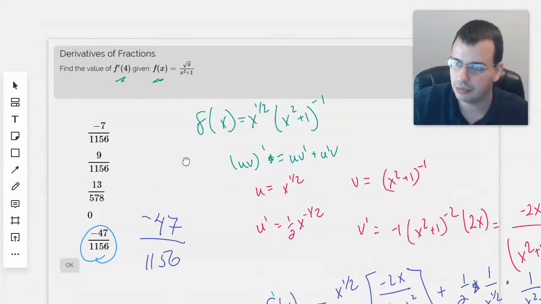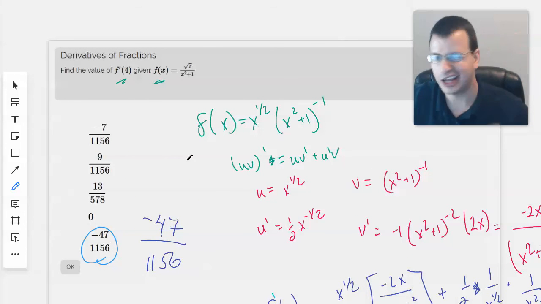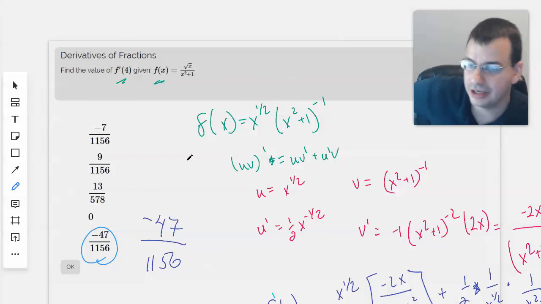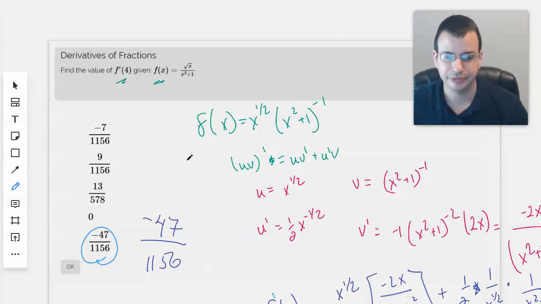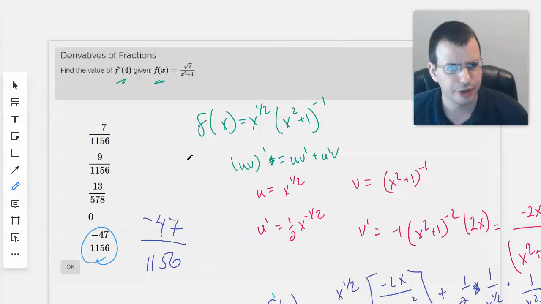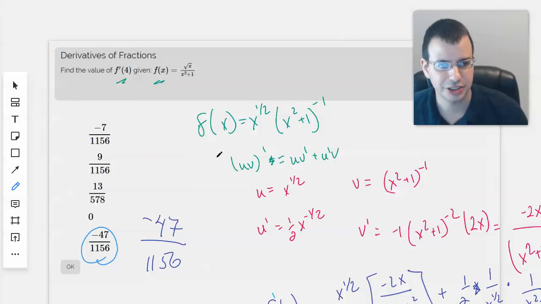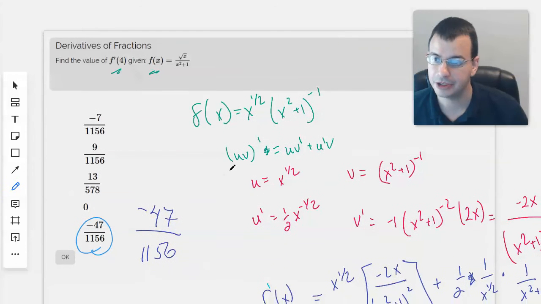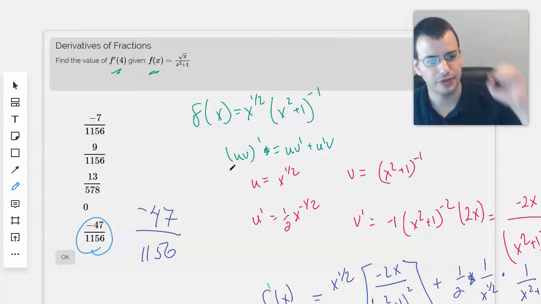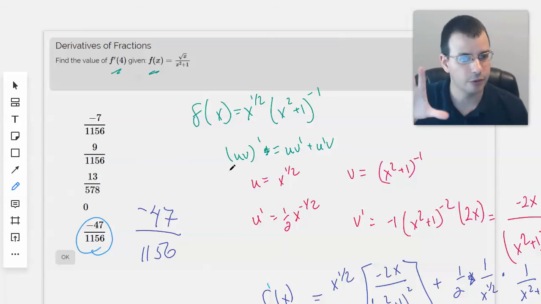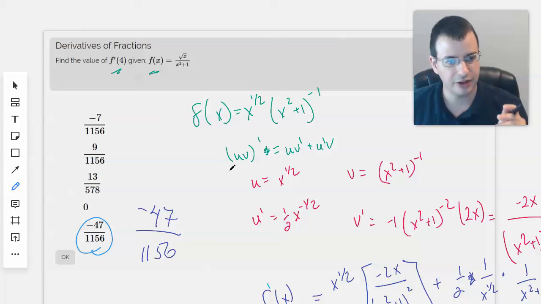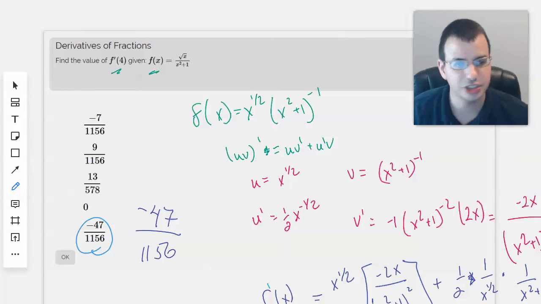This problem, from a calculus point of view, is not too bad. But it does get cumbersome with some of the numbers. Very algebra heavy. Which sometimes is such is life. Okay, so that's how you do this problem. I took the derivative using the product rule, a little bit of chain rule, plugged in the 4, simplified, and got the answer. Thank you very much. See you on the next problem.